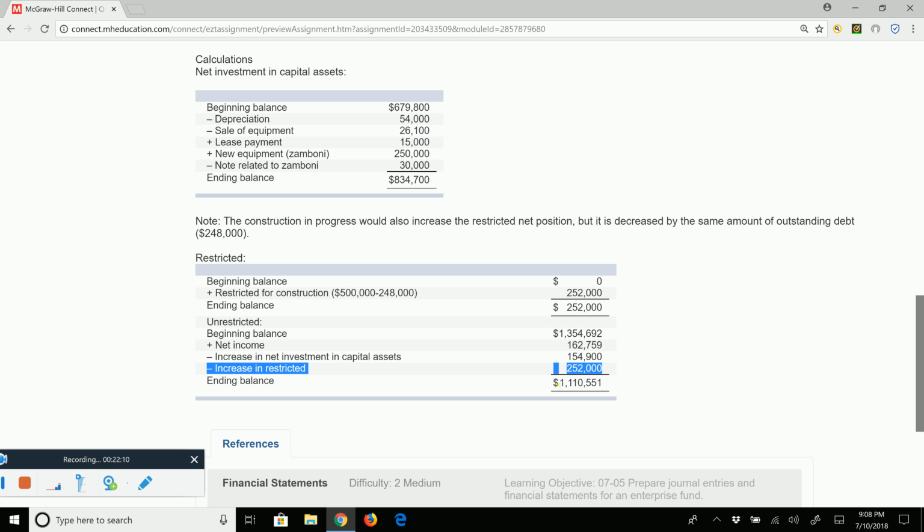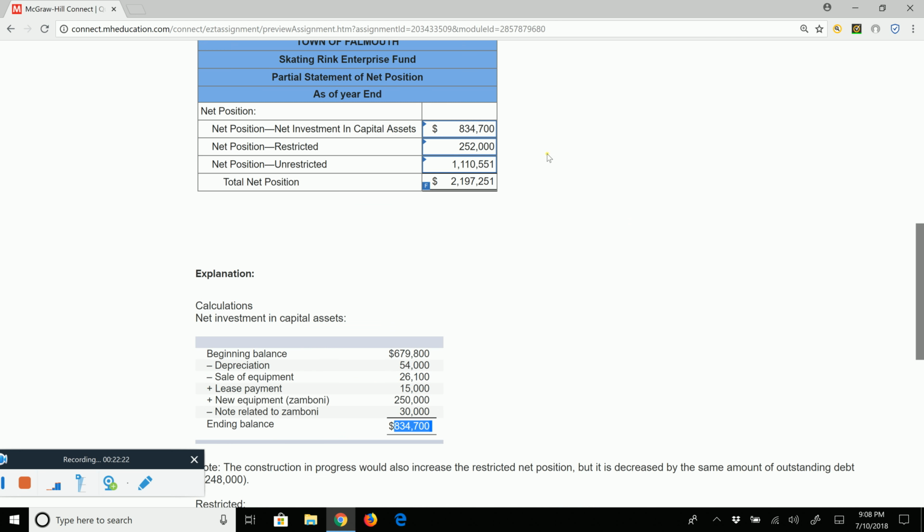So here are your ending balances. Unrestricted $1,110,000, restricted $252,000, and your net investment in capital assets $834,700. And here they are right here, totaling ending net position of $2,197,251. So make sure you understand the 3 subcategories of net position. We do this for all proprietary funds, internal service as well as enterprise funds.